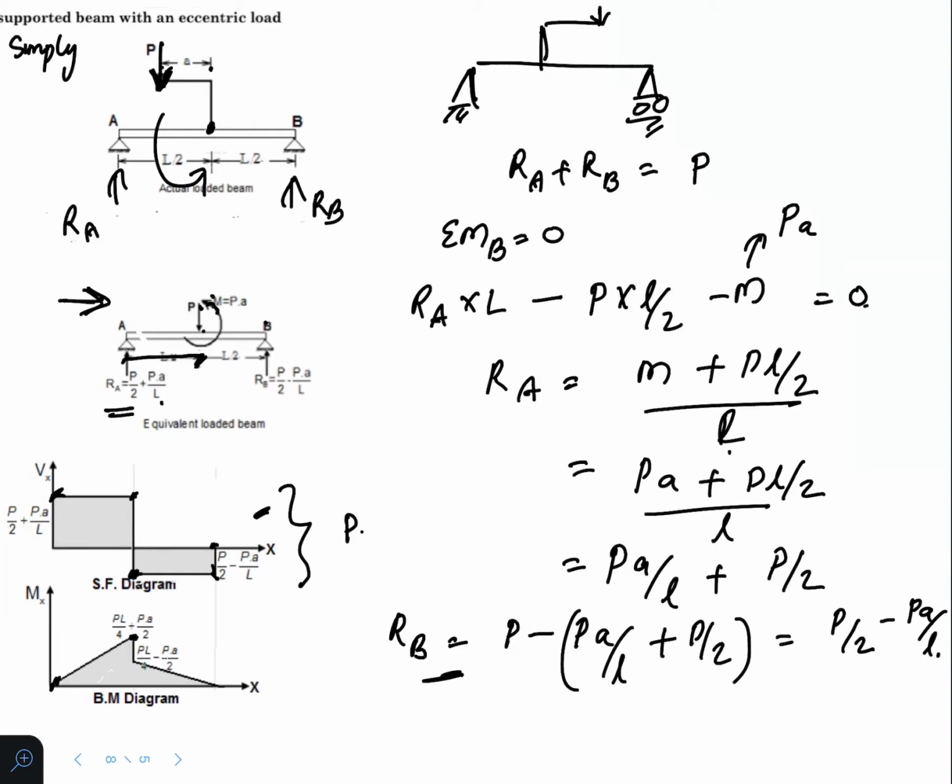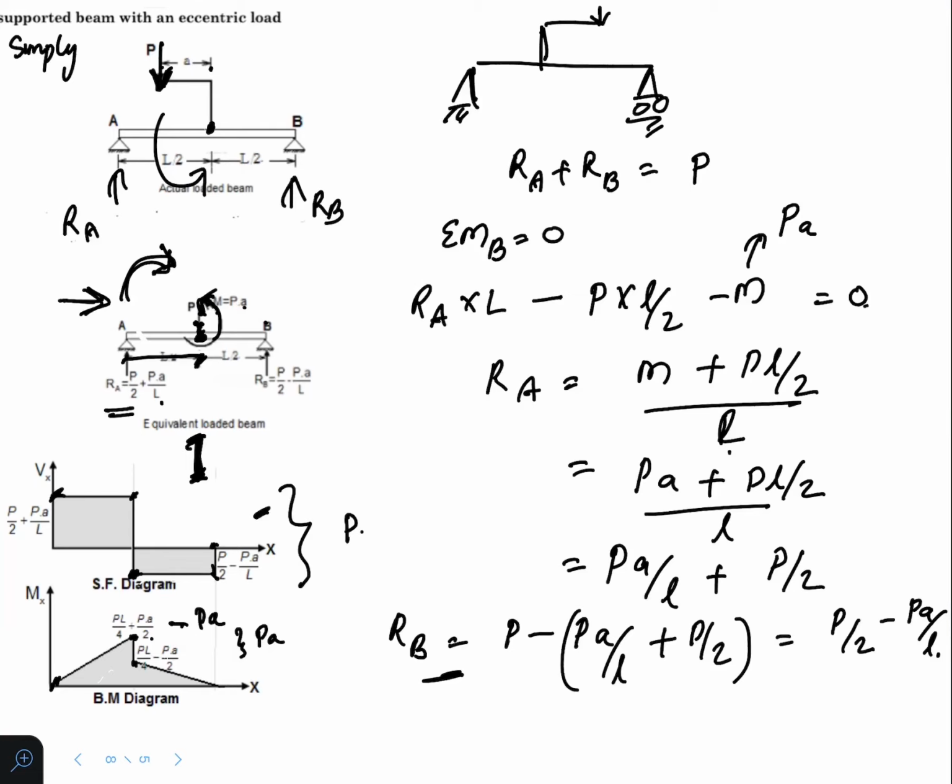Then we will have a moment M equal to Pa at this point, that will act as a concentrated moment. So there will be a jump or fall in the bending moment diagram at this point. So see, this moment is like this, and here this is trying to decrease this value. So we will have a downward fall. PL by 4 plus Pa by 2, we will have to decrease it by minus Pa.